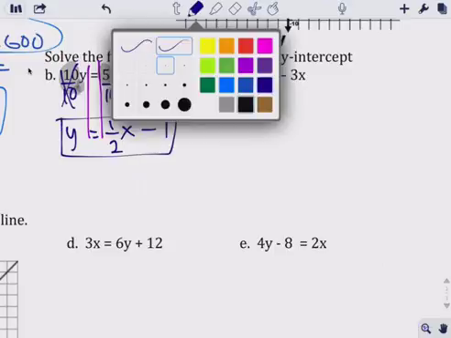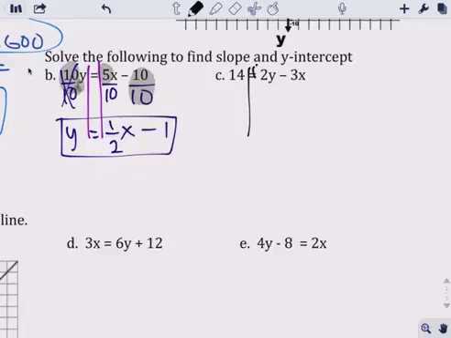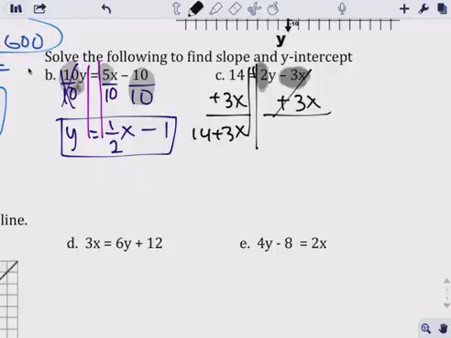Okay, now here we go. If you look on the y side, there's this 2 and the negative 3 we have to get rid of. That's not y. We get rid of the negative 3 first. We add 3x, add 3x, because these two are not alike. You just write 14 plus 3x. And bring down the 2y, and you divide by 2 last.